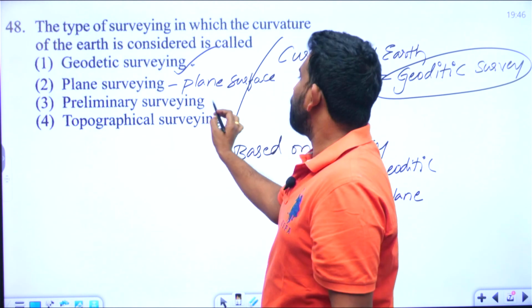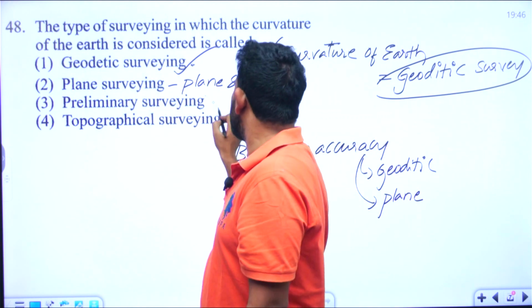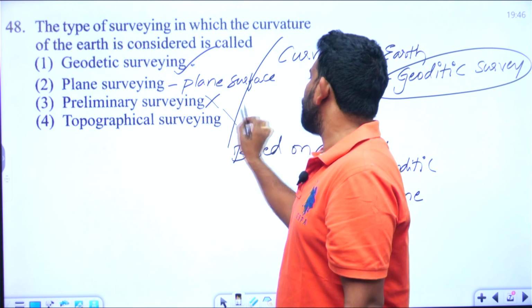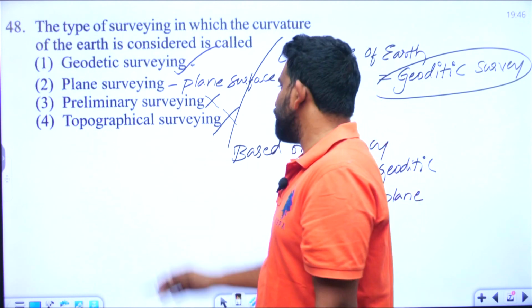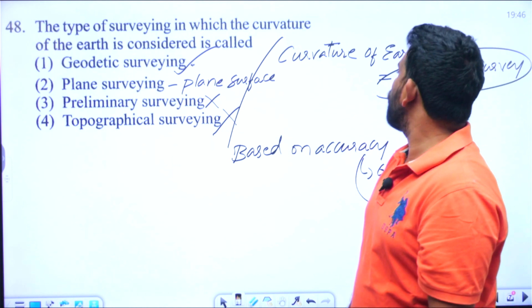Okay, and now preliminary surveying. This is a type of surveying that deals with the engineering surveys of the alignment. So this is the first. This is not a suitable option for this kind of question. Topographical survey deals with all the physical features of the earth's surface. We call it a topographical survey. This is how we will be easily able to solve this question.